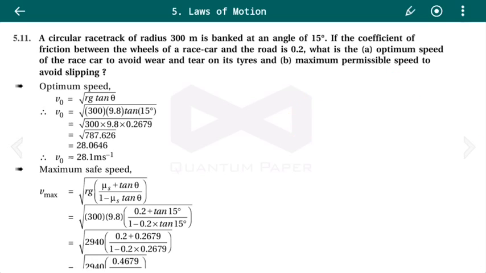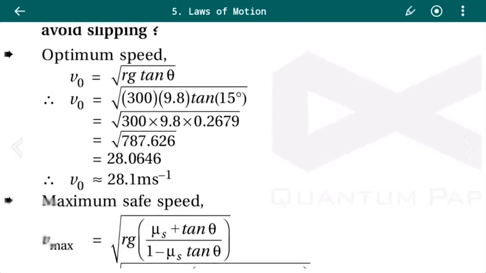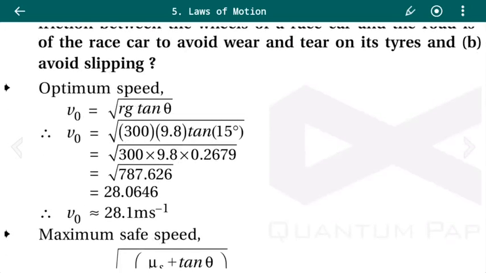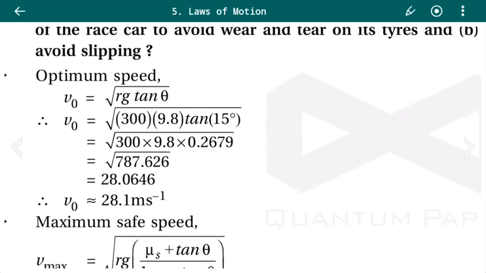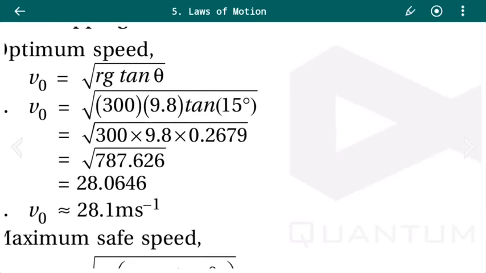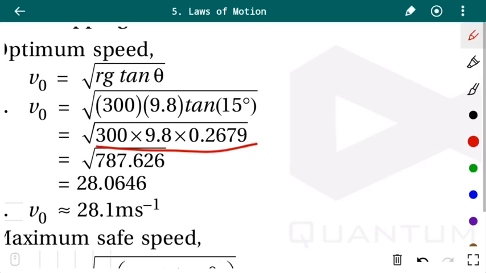We know for the banked road, the optimum speed, that is v0 equals under root Rg tan theta. Here the radius is given as 300 meter. So 300 into g, which is 9.8, into tan 15 degree. The value of tan 15 degree is 0.2679. When we calculate this value, we get 787.626. So under root of 787.626 gives 28.0646. So the optimum speed is approximately 28.1 meter per second.